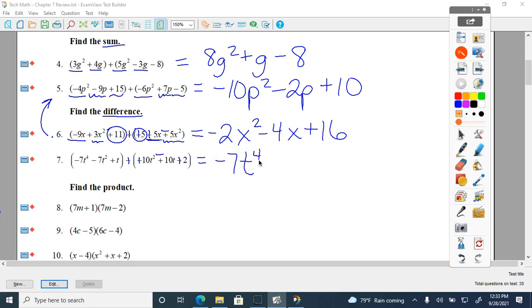There are no other things to add that to. Are there any t to the 3rds? No, so we get to skip that one. Negative 7t squared and positive t squared. What will that be? Positive 3t squared.